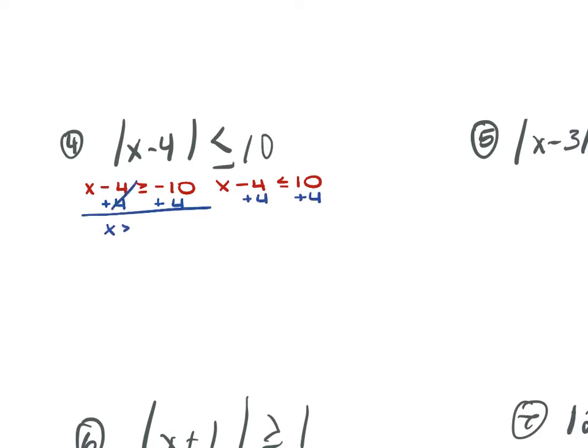We have x is greater than or equal to negative 6, as well as x is less than or equal to 14. That inequality on the left includes a smaller number. Your signs point towards each other, so it is an and statement. So it's just going to be a bracket, negative 6, comma 14 with a closed bracket.